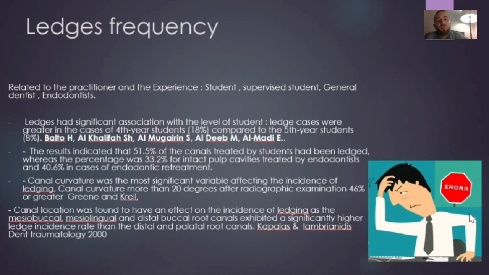Let me now discuss with you the first factor, which is the experience of the practitioner. So Dr. Balto in his study found that fourth year students encountered more ledges when compared to fifth year students. So experience does matter here. Another study showed that general dentists or students encounter more ledges than endodontists, especially in primary endodontic treatment.